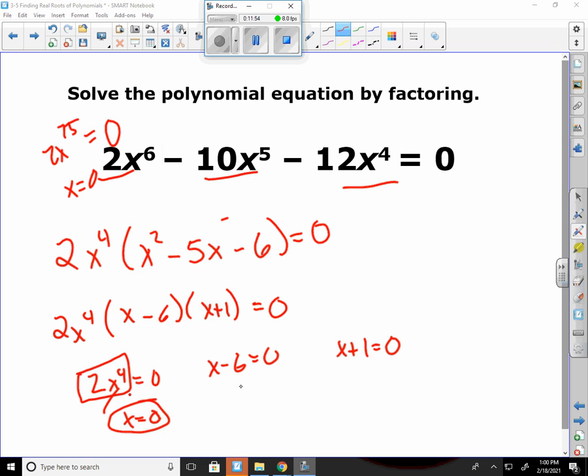Now jump to here. I can add the 6 to both sides. That gives me x equals 6. Jump to here. Subtract my 1. x equals negative 1. Those are my 3 zeros.